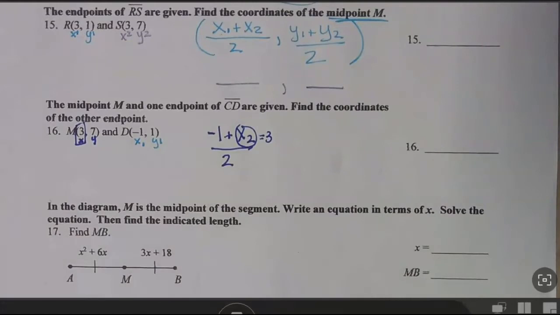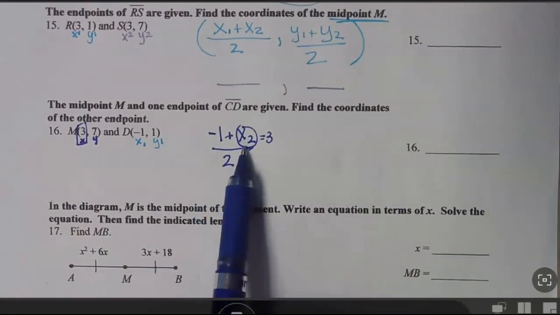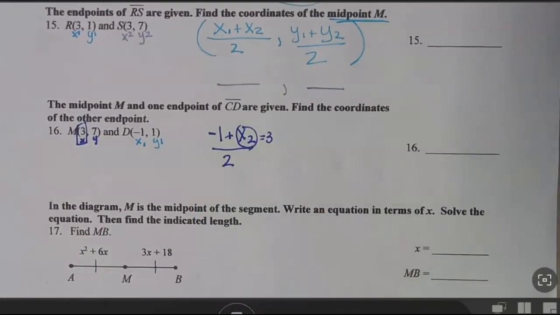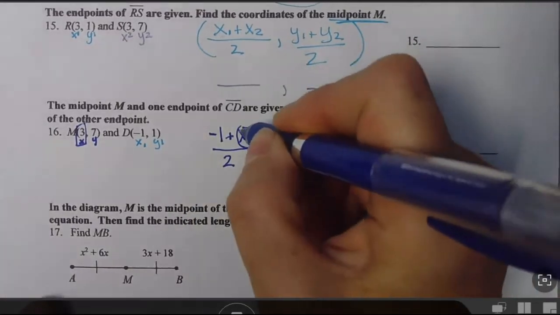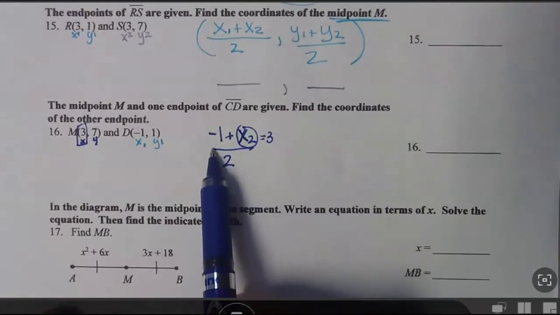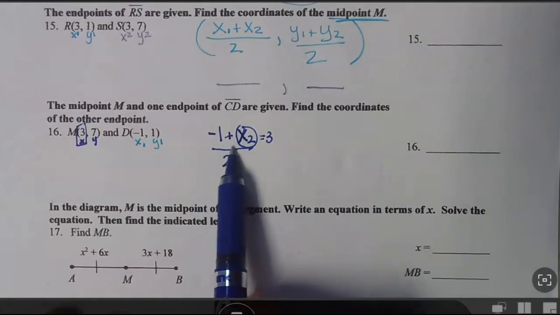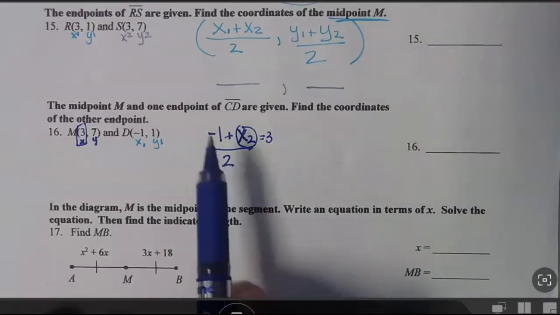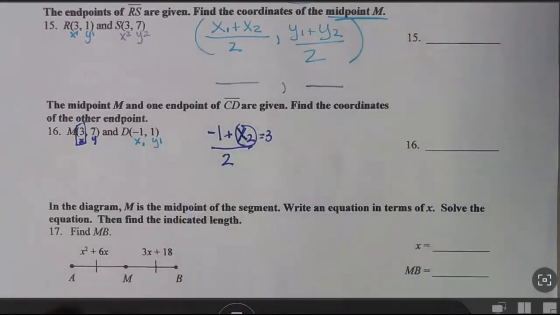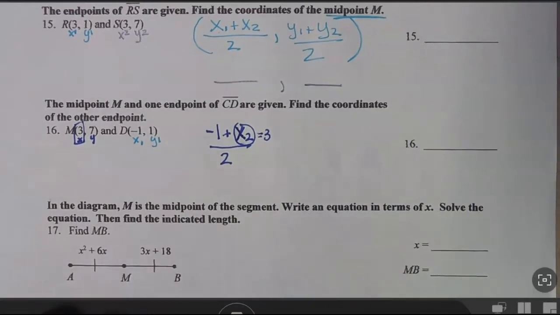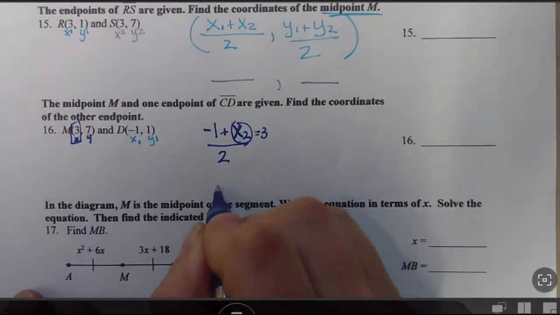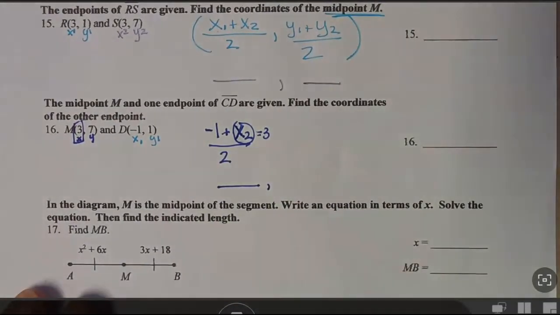So this is our special case where when we go to solve for this missing x2, it doesn't matter what you call it, you can just put a question mark there, but we have to get rid of this divided by 2 first by multiplying both sides by 2 and then solving the equation. And then you get your new x.